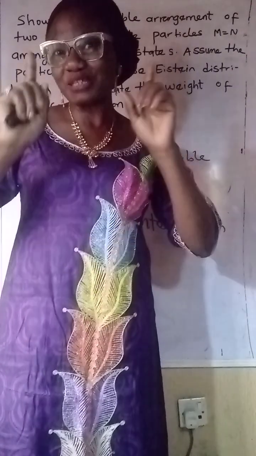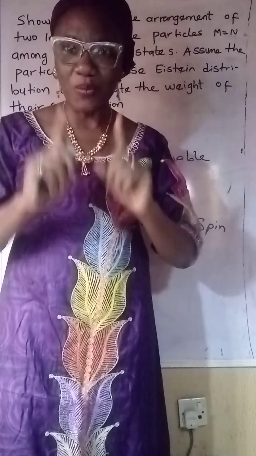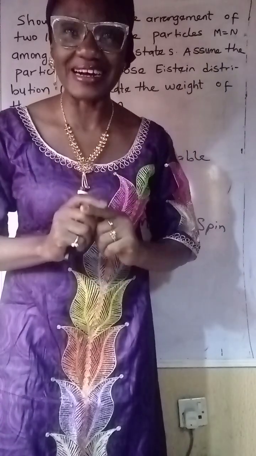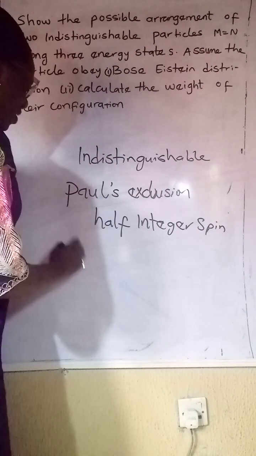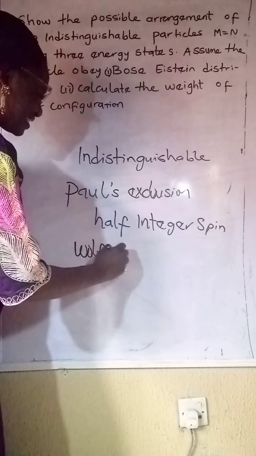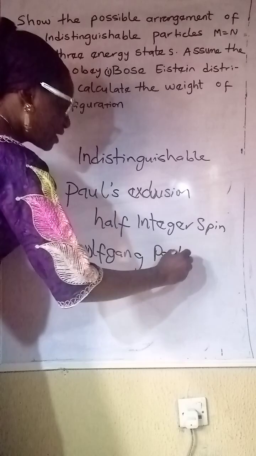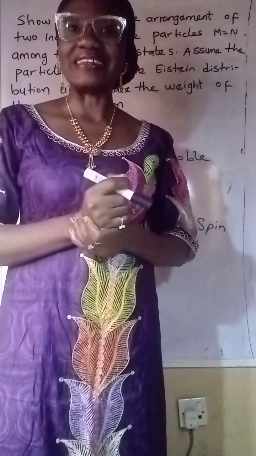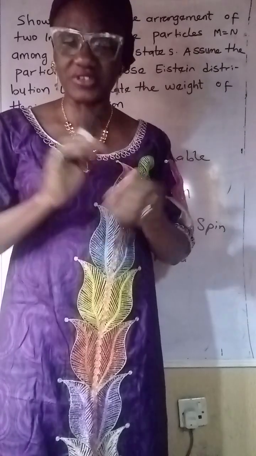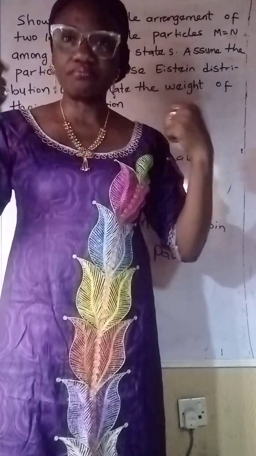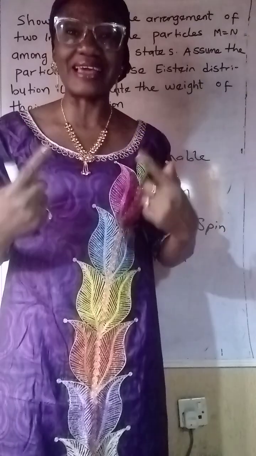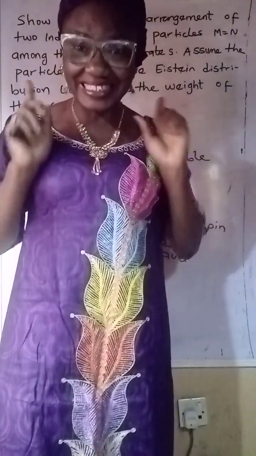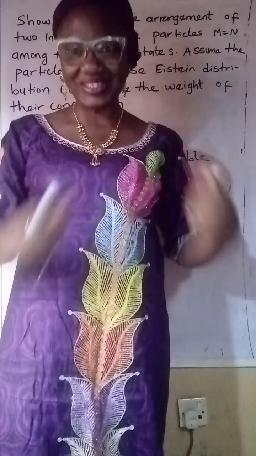And of course, this principle was formulated by Wolfgang Pauli. I don't know if I'm pronouncing it well. Pauli is an Austrian physicist, and he formulated this principle in the year 1925. We're in 2025. That's like 100 years ago. Enough of history. Let's solve this problem.